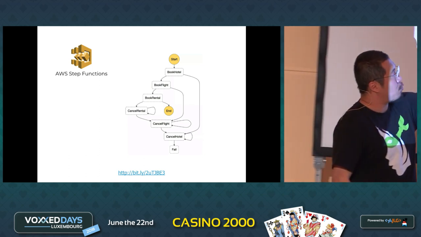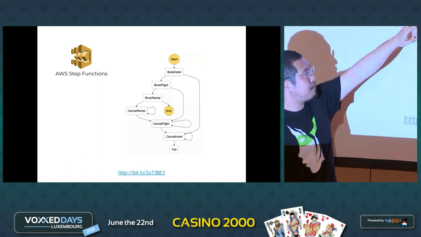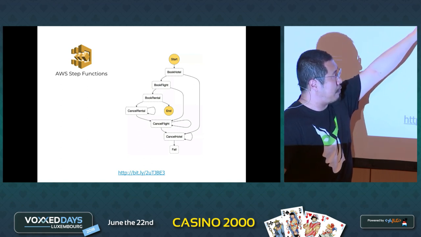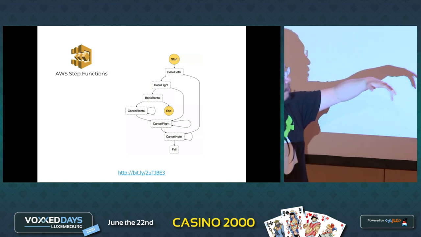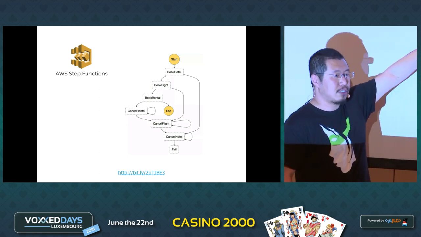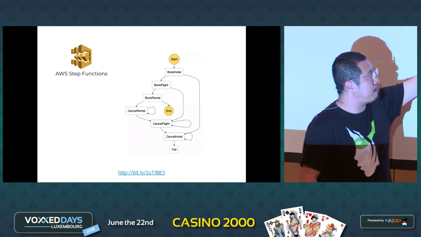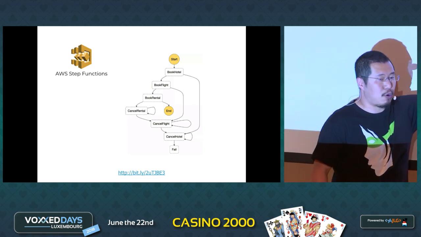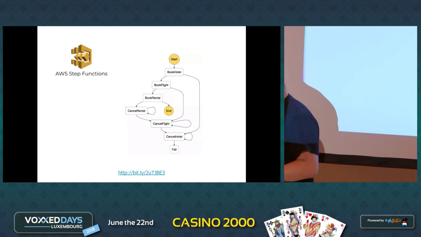Here I've got a step function that's going to try to book the hotel first. If successful, go and book the flight and the car rental and finish. And on the unhappy path, for example, if the car rental failed, then I'll cancel any changes I've made at this stage, but also cancel the flight and then cancel the hotel and end up in the failed state.